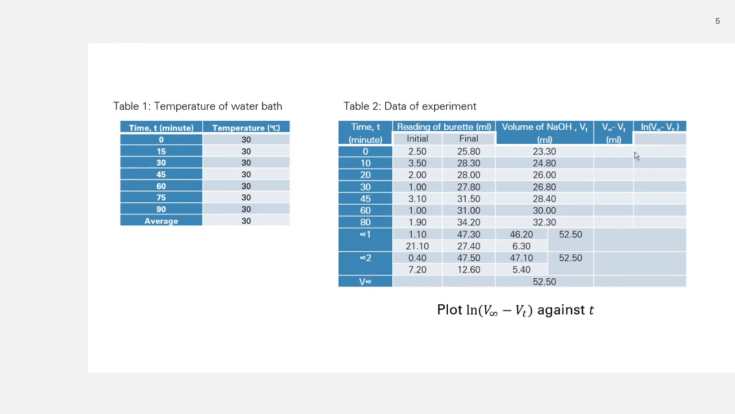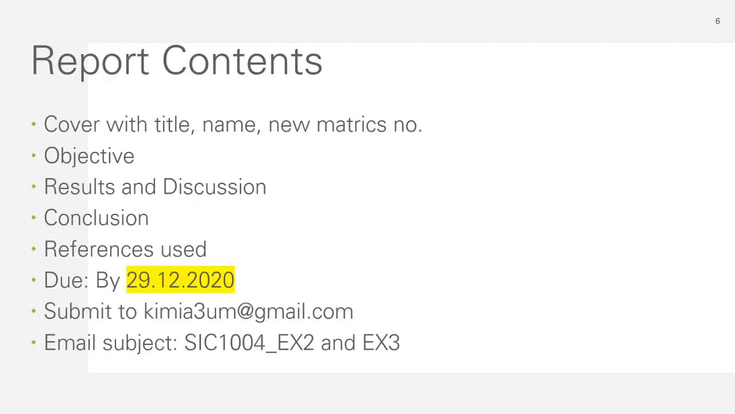So this is blank. Use these values to find V infinity minus Vt. Very straightforward. You just take this minus that, and then you find the ln of this. Use this to plot, and you get the negative k, and you can get the rate constant and also the half-life. So very straightforward for today's experiment. In fact, for the two experiments, experiment 2 and 3.